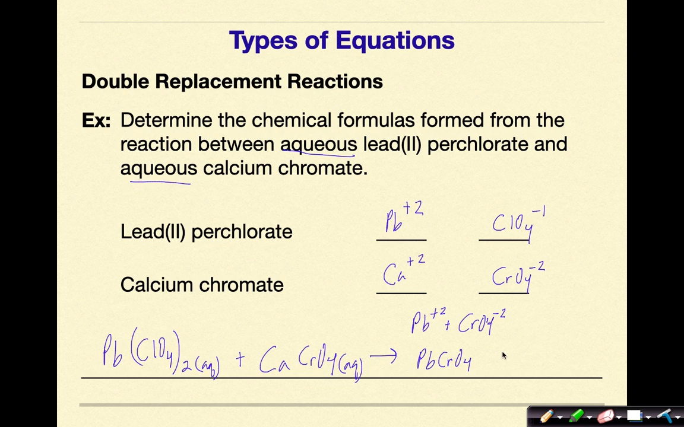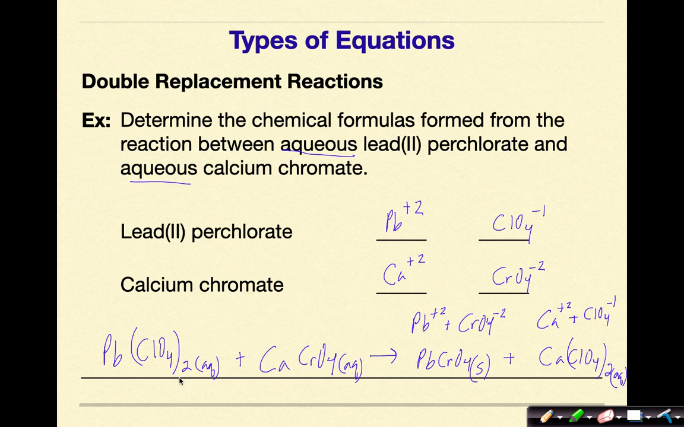Now you need to ask yourself, is lead-2 chromate soluble or insoluble using your rules for solubility? And the answer is this is insoluble. Lead-2 chromate is your solid precipitate. The other product compound must involve a calcium ion and the perchlorate anion, ClO4 minus 1. This will be a 1-to-2 ion ratio, Ca(ClO4)2. Using your rules for solubility and these two ions that compose this product compound, this is a soluble compound, therefore we should include the aqueous symbol AQ in parentheses.